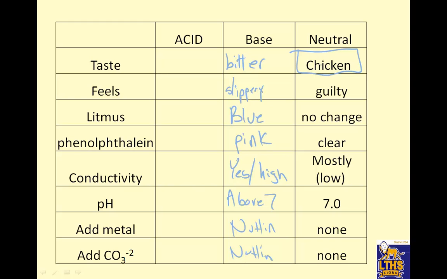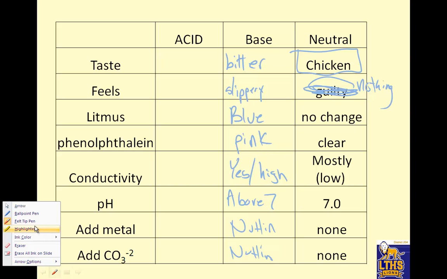And for a neutral thing, it feels nothing special. Litmus has no change. If it's red, it stays red. If it's blue, it stays blue. In phenolphthalein, it will be clear or colorless in most of them. Conductivity will be mostly low for neutrals. pH is 7.0, and no reaction with metals or carbonates.